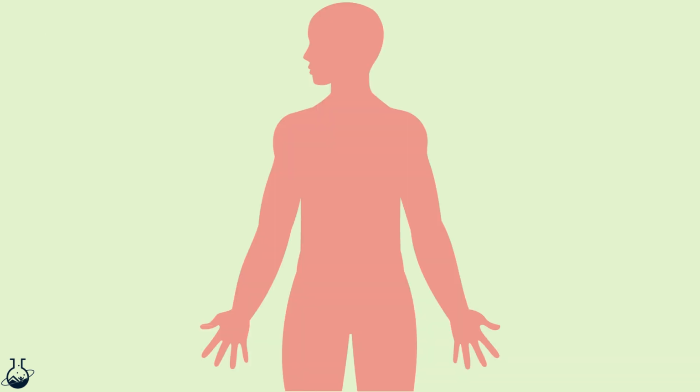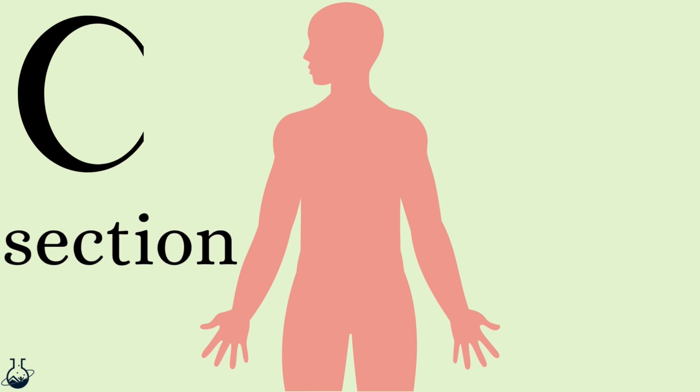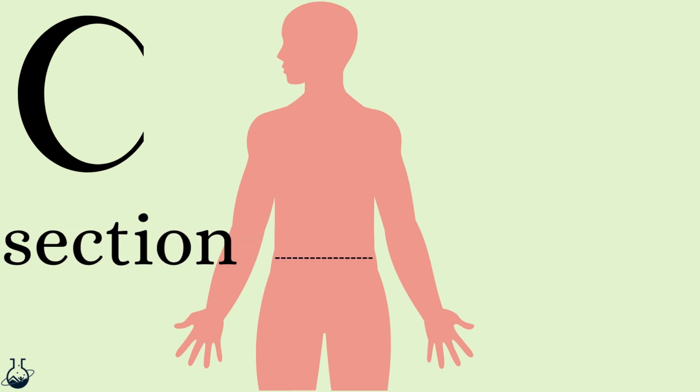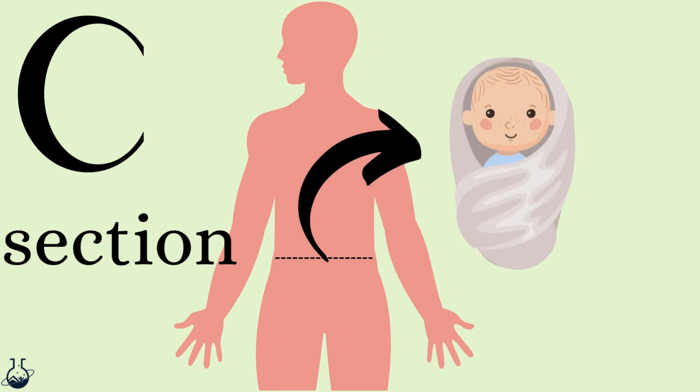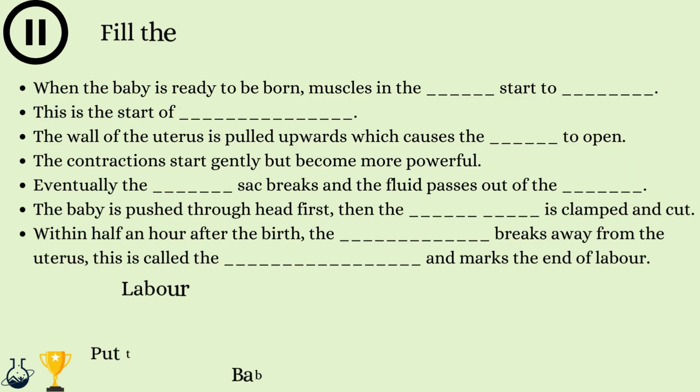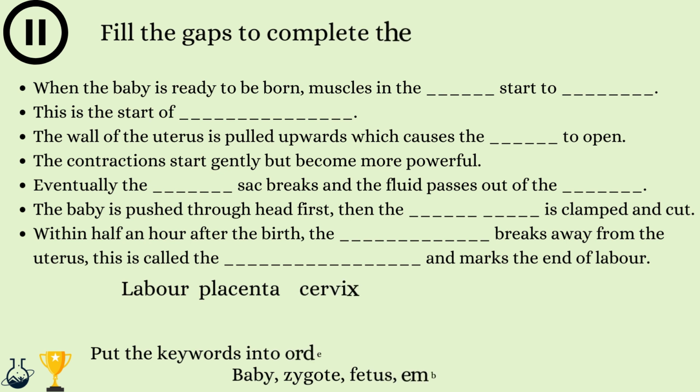A quick note to say that not all births happen naturally through the birth canal. For a variety of medical reasons, a baby may need to be born through a C-section, which involves a sterile incision in the abdomen into the uterus to remove the baby from there to ensure the safety of both mother and baby. Pause the video here and have a go at the task on the screen.